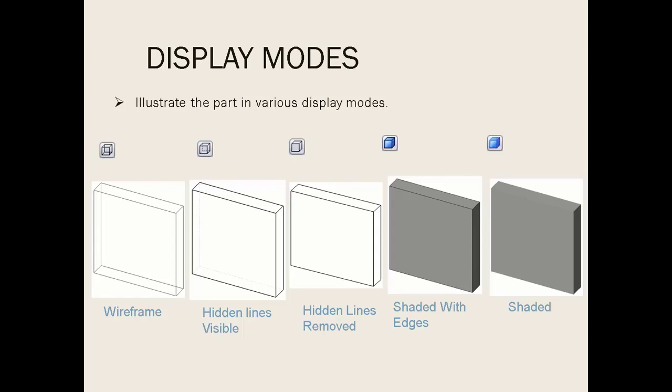The third display mode is hidden lines removed. So now we only see those object lines. We don't see where that inside corner connects. The next is shaded with edges. This is the mode you're always going to use for your isometric views on your parts and your finished parts. And then the last is shaded. So we normally use hidden lines visible and shaded with edges the most.